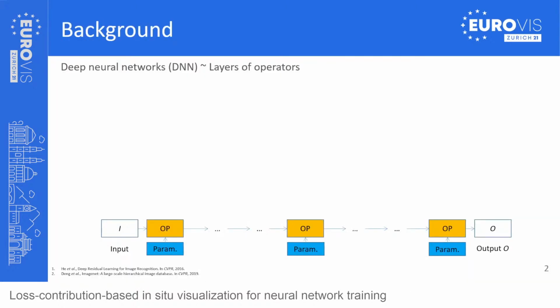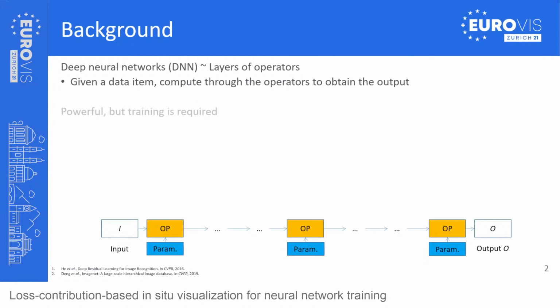Deep neural networks are the fundamental components of today's AI research. A deep neural network can be treated as layers of operators. Given a data item, it is computed through operators to obtain a final output. While the strength of deep neural networks has been widely demonstrated, a major issue is that the training can be slow. Given a deep neural network, it should be trained first to optimize the operators' parameters, which is done by iterating through a training dataset.